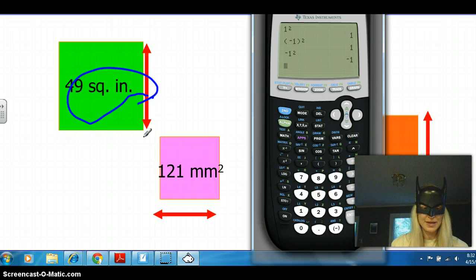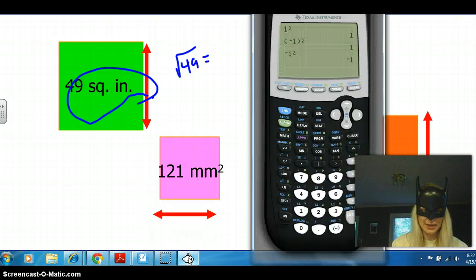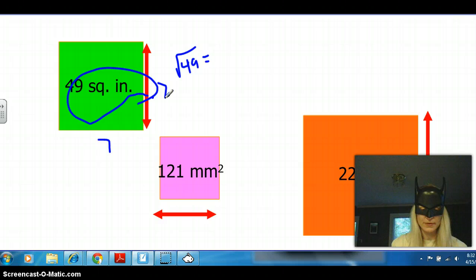So if I don't know the length and width, but I know the area, I can do the square root of 49, because that will tell me what number times itself, and it has to be times itself because these lengths are the same, will give me that. So if you do the square root of 49, that will tell me 7. So this is 7 and this is 7.